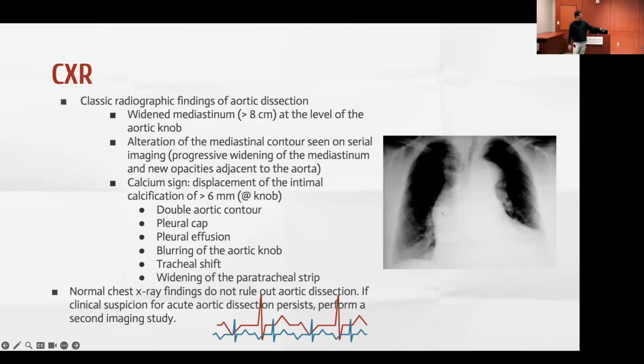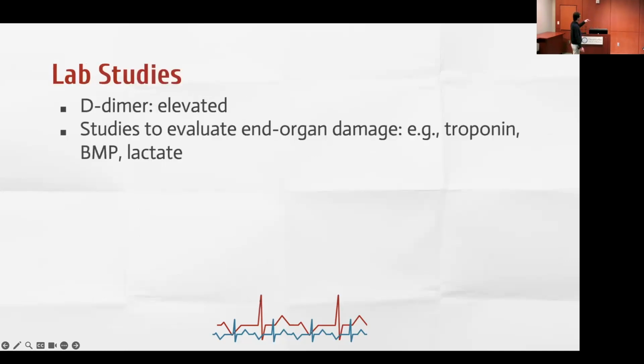A patient presents to you with a normal chest X-ray, and let's say we know that they have dissection, but their chest X-ray is normal. So that's why this is not definitive. It cannot be used as a definitive diagnosis, because some people present with normal chest X-rays.